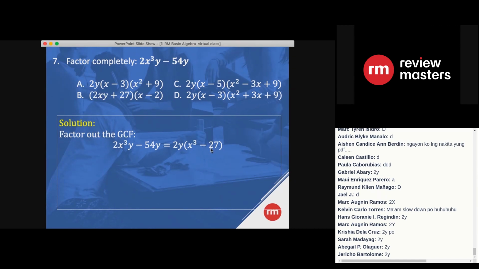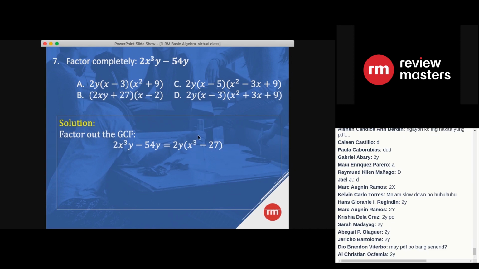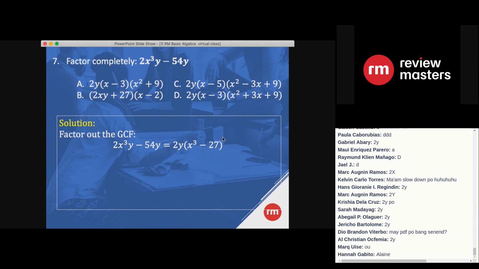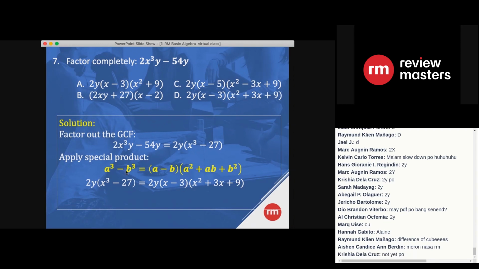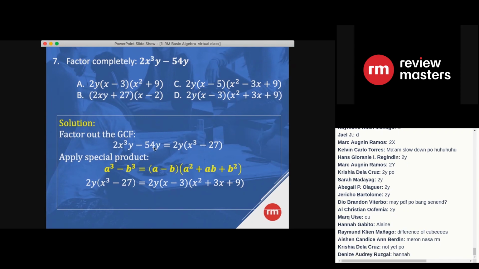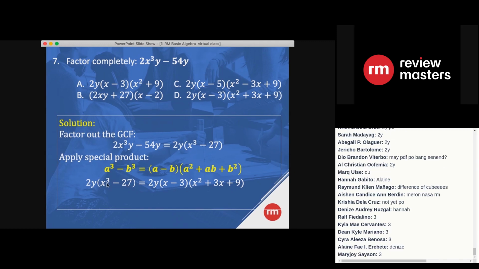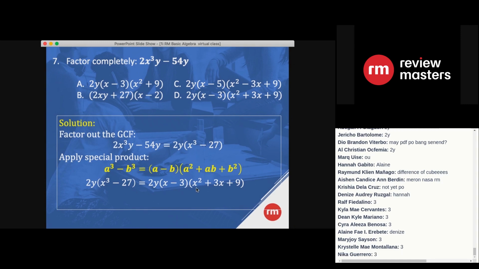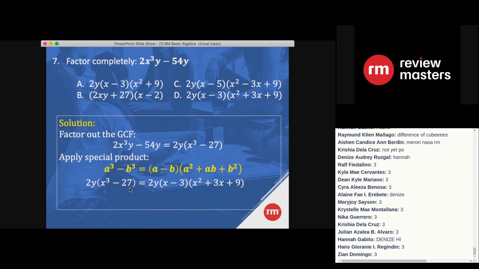Are we done? Not yet. Because this one can still be factored, as that is the difference of two cubes. x cubed, what is the cube root of 27? That would be 3. Okay, so we can still apply this special product in factoring. So you have there 2y times x cubed minus 27, which can be factored as x minus 3 times the quantity x squared plus 3x plus 9. Okay, so here, we just have to apply that.